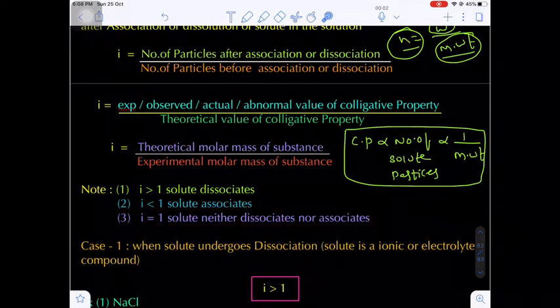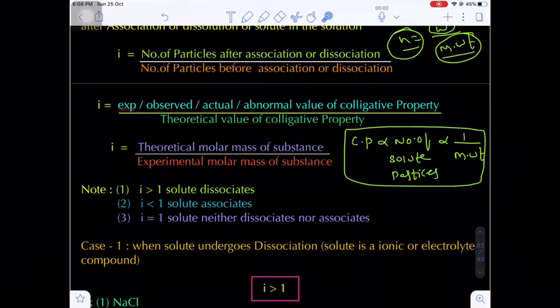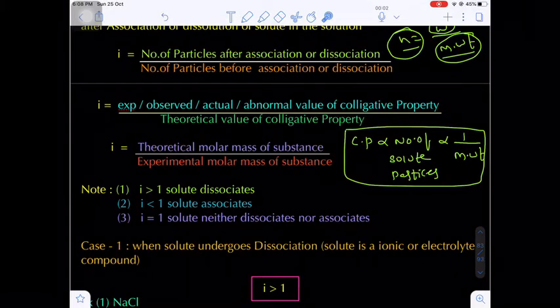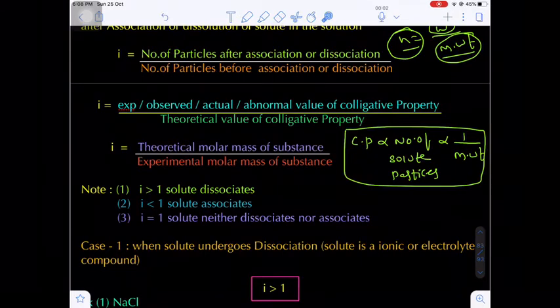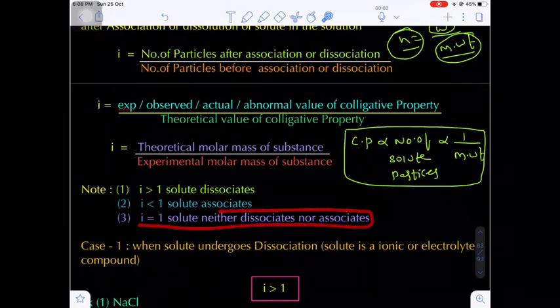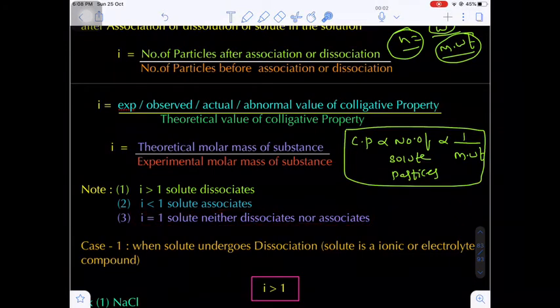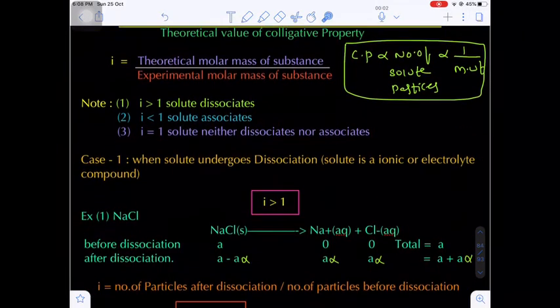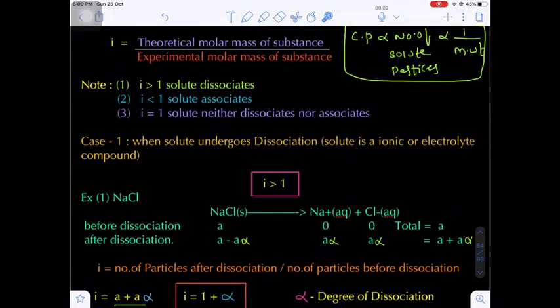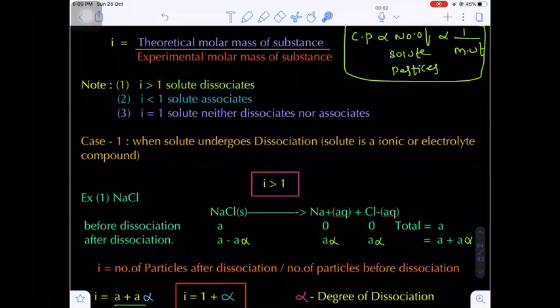Unless it is mentioned in the question, we don't know the nature of the solute, whether it is an electrolyte, an ionic compound, or whether it is undergoing association. So the ideal condition for the Van 't Hoff factor will be what? 1. What is the ideal value of the Van 't Hoff factor? 1. Now we have to see each and every case. What is the first case here? When the solute is undergoing dissociation.